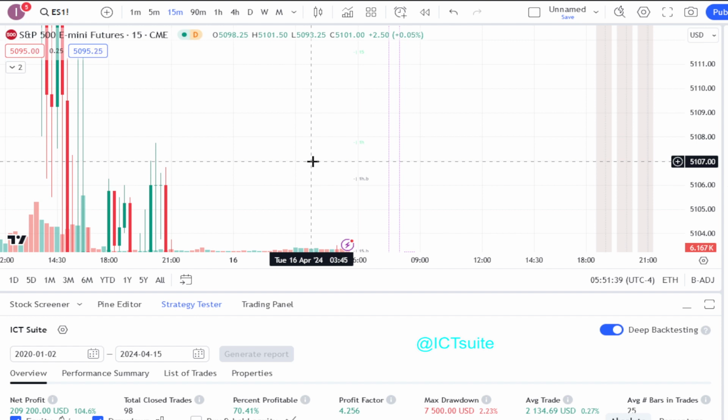11 in stop loss gives 209, 98 trades over 4 years, 70.4. So it's stable, yeah. So it's stabilized from 8 point stop loss, and it's basically the same, and the profit is dropping a little bit.